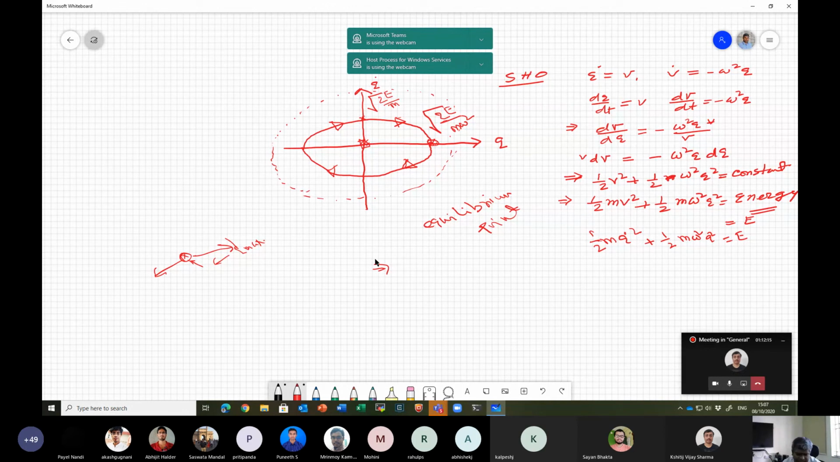You can do this calculation if you introduce some damping as well. You can do this calculation with that also, and you get different kinds of things over there. So that is what we will finish today.